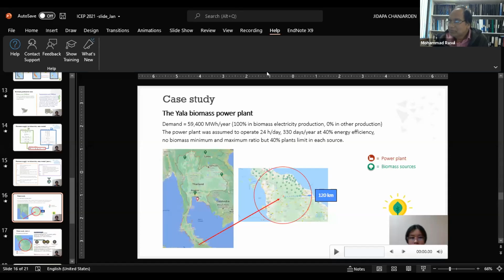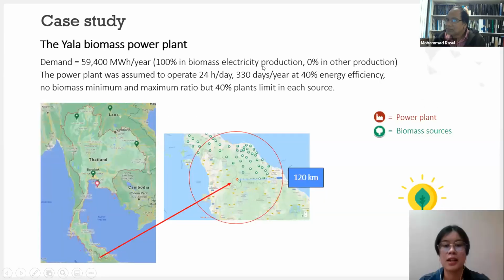A case study of the Yala biomass power plant situated in southern Thailand was considered. At present, the power plant generates 7.5 megawatts of electricity using residuals solely as fuel. For this case study, the Yala biomass power plant uses only rubber wood chips. There were 3 potential agricultural residuals available within a 120 kilometer radius.